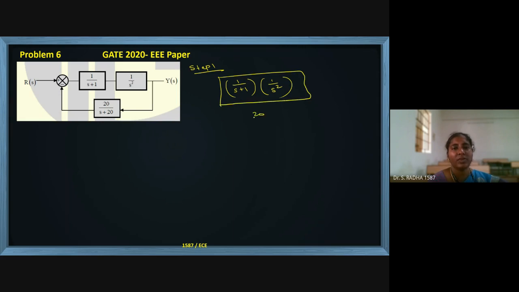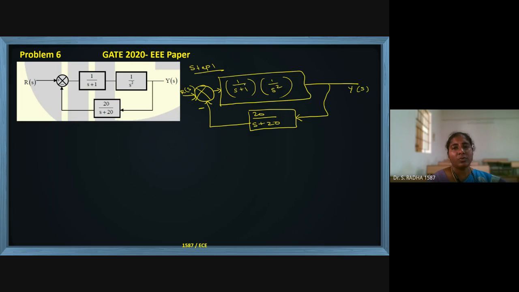Blocks in series, we have to multiply them. The rest of the diagram as it is, we can draw it. This is the minus sign coming over here. You can write it outside or inside the cross mark, the meaning is the same. R of S is positive.